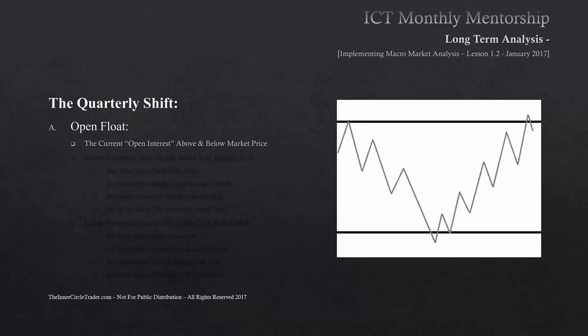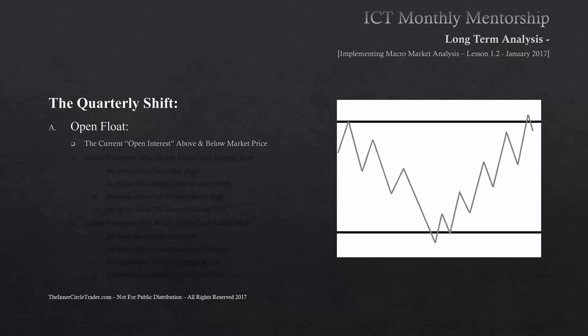Let's first start by defining what is open float. Open float is the current open interest above and below current market price. This is going to be in the form of pending buy orders, in other words, buy stops that are resting above old highs, or it could be just resting above market price, it doesn't have to be old highs, and sell orders that could be below the market price by very little bit in terms of pips, or it could be below significant lows.